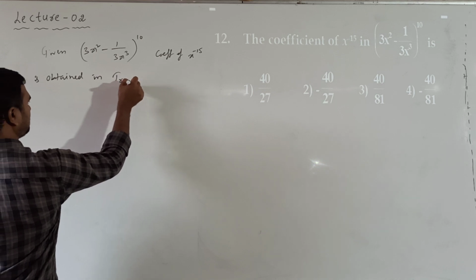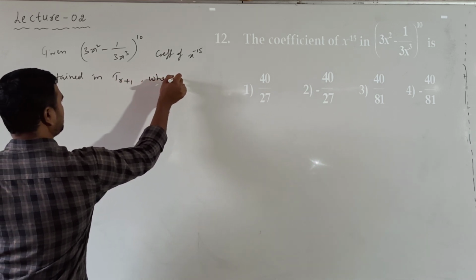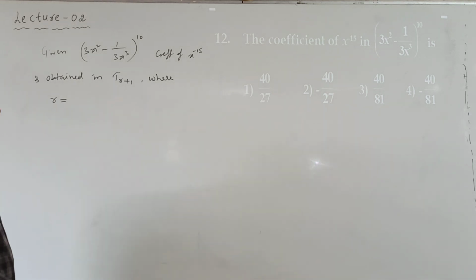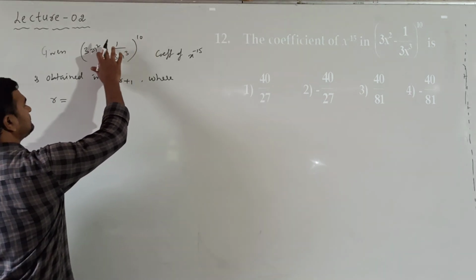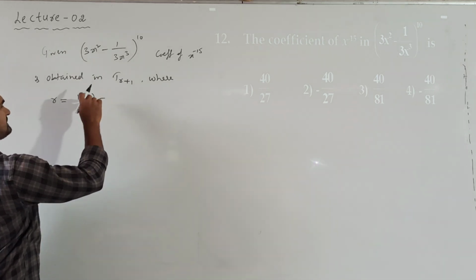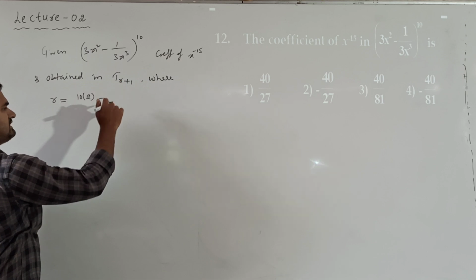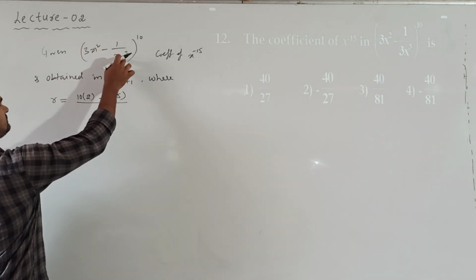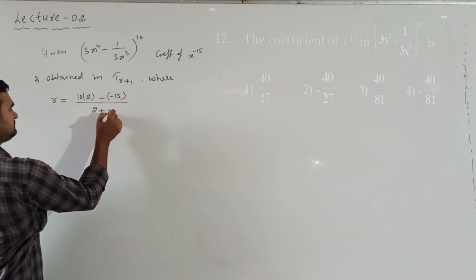So x to the power of minus 15 is obtained in the t r plus 1, where r is, so the formula for r is n into p. N is 10, p is 2. So 10 into 2 minus m. M is minus 15, divided by p plus q, 2 plus 3.